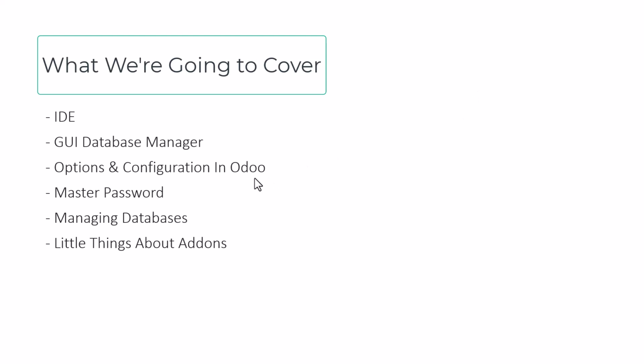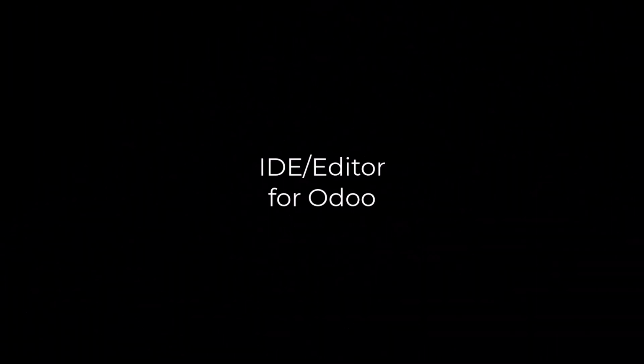And also we are going to talk about options and configuration in Odoo. So for example, how do you set up the user for Odoo, or how do you set up a custom port for the database or server. And then there is also the master password, and managing databases: how to create a database on Odoo, how to remove it, how to update, and so on and so forth. And I'm also going to talk a bit about add-ons.